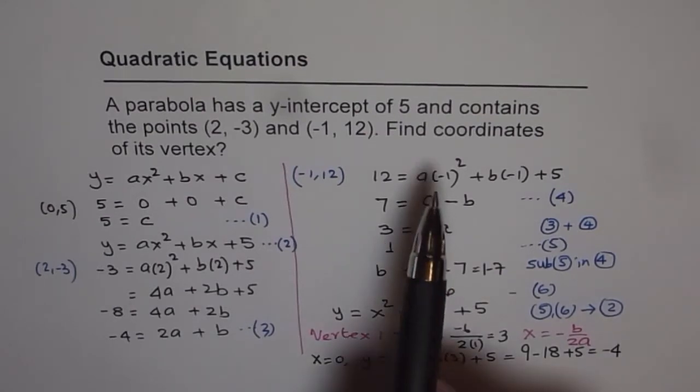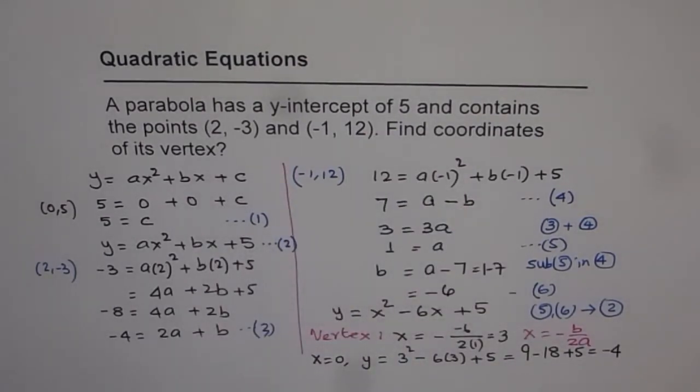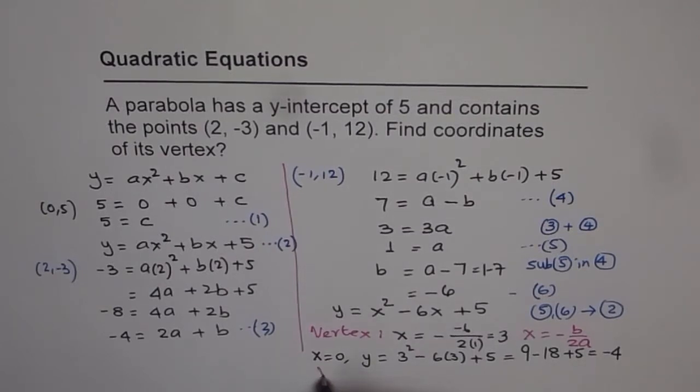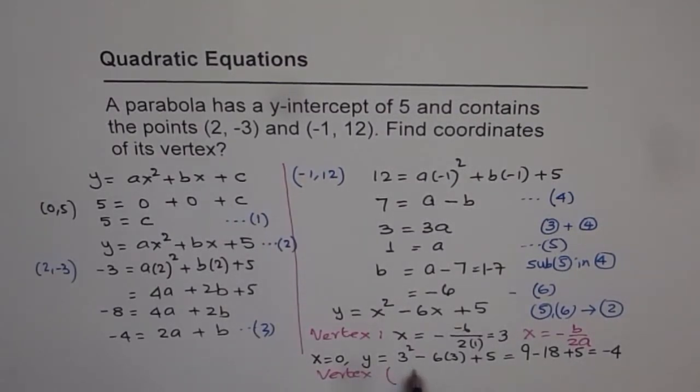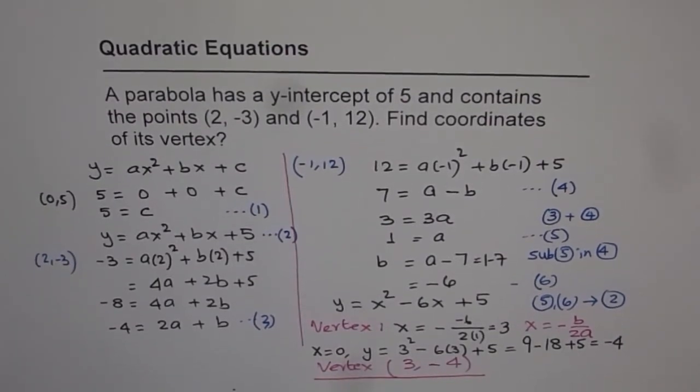And therefore the coordinates of the vertex are: x value of 3 and y value of -4. So that is our answer for the given question. The vertex is (3, -4). That is how we can get the answer.